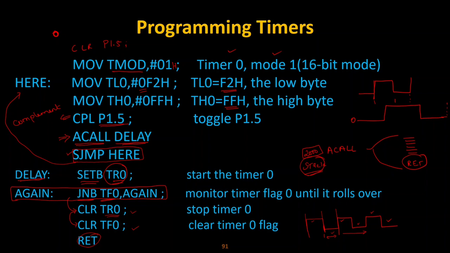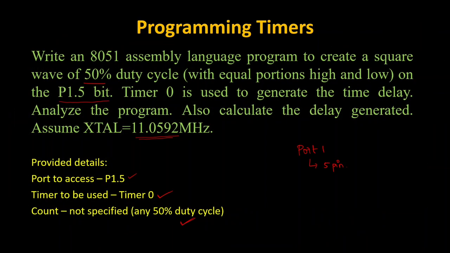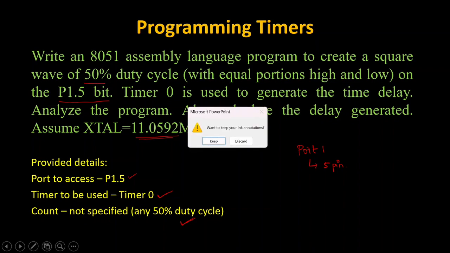Whatever value you put inside your TL0 and TH0 is not going to be a problem here. But in your next program, we have a specification for how to design this. If you program it in this way, we can complete the square wave with the specification we are being asked. So it is 50% duty cycle. Port 1.5 has to be accessed and timer 0 has to be given, right? This is what the program is.